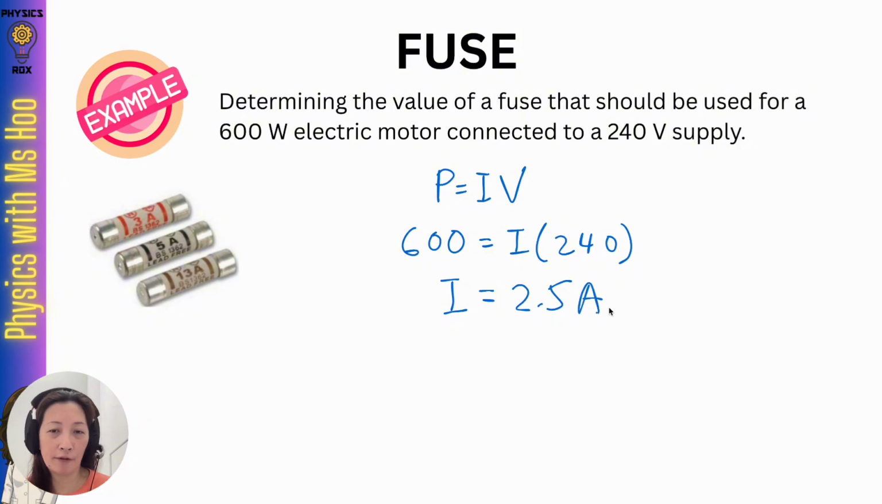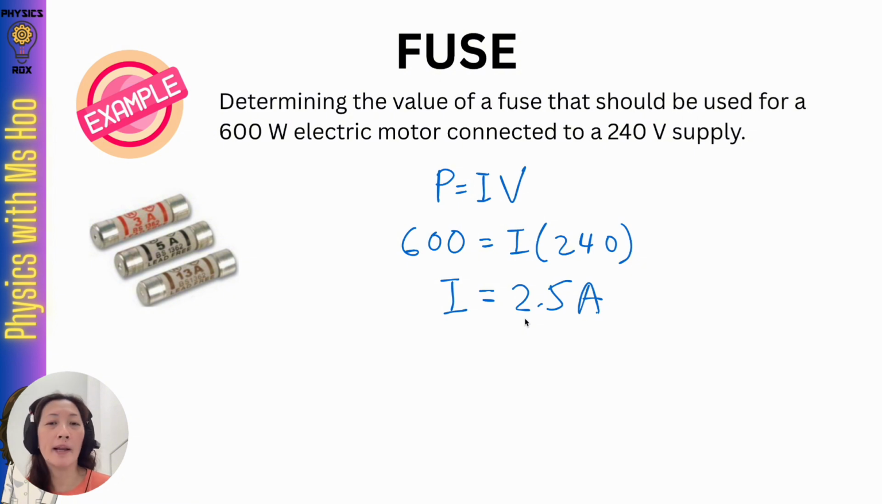So the value of the fuse that we should choose should be higher than this current. If we were to choose a value that is lower or equal to the value calculated, what happens is that the fuse would blow or melt before the current is able to flow properly through the device. So for example, if you were to pick a fuse value of 2 amperes, the fuse would melt before the current can even reach 2.5 ampere, which means that the motor will never be able to function optimally. So you need to select a fuse that is higher than this value of the current.